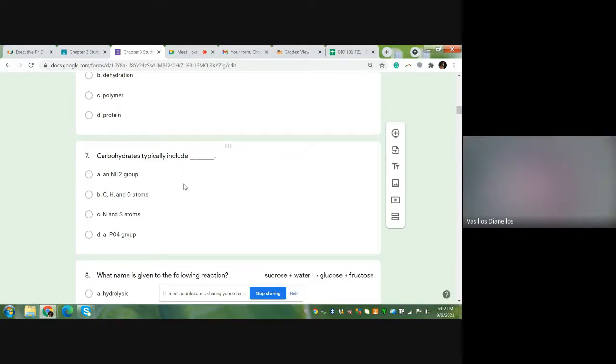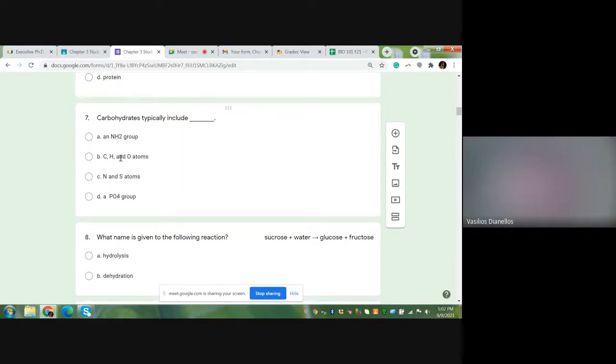Carbs typically include what? And the answer is B. I'm not sure I'm going to ask you that, but yeah, the answer is B, carbon, hydrogen, and oxygen. You should just be familiar with that from the lab.